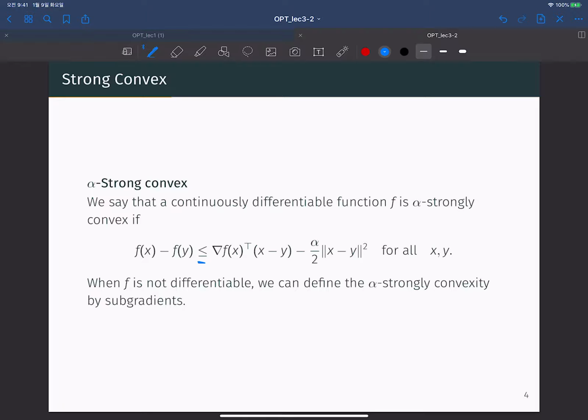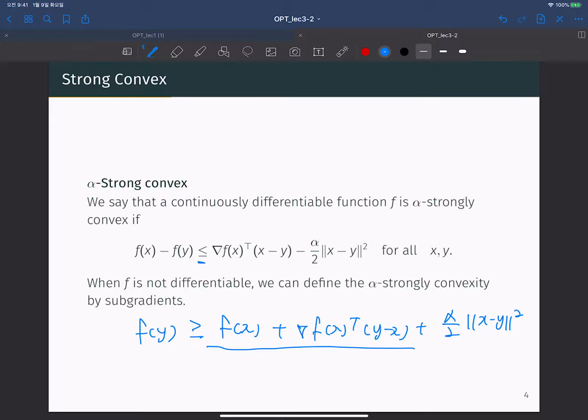Okay, so what does it mean? f(y) is greater than or equal to f(x) plus the gradient of f(x) transpose times (y minus x) plus alpha over 2 times the squared Euclidean distance between x and y.